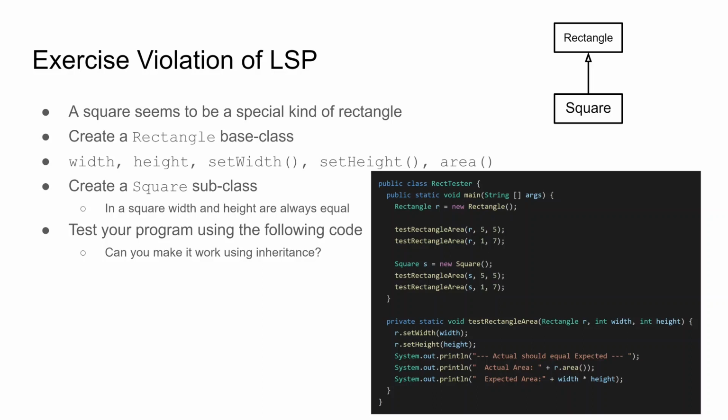So the exercise is to implement the rectangle and the square classes, use inheritance to reuse the code in the rectangle and override set width and set height for the square, and then run the test program and see what happens.